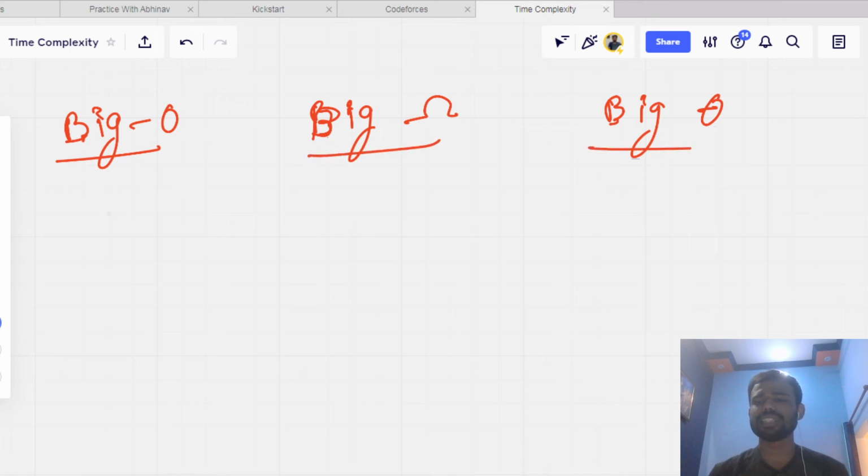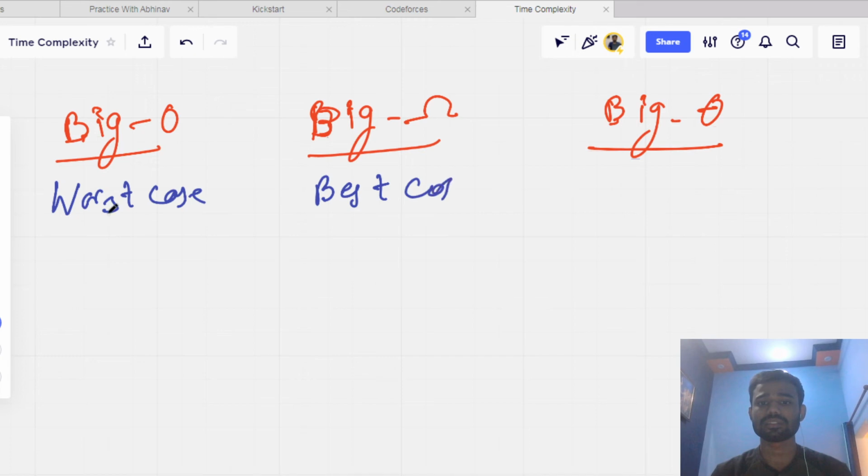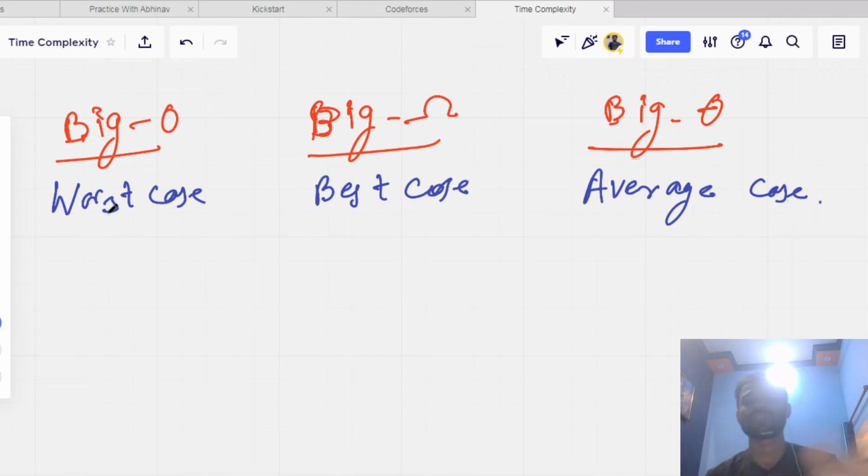Okay. So let's take a single example. In this one example I will explain all three things to you. What is big O, what is big omega, what is big theta. Okay. So first of all, understand one thing, that big O notation deals with the worst case. Big omega notation deals with the best case. And big theta notation deals with the average case. This is basically the difference between the notations. Now what is the worst case, what is the best case, what is the average case, we will discuss.